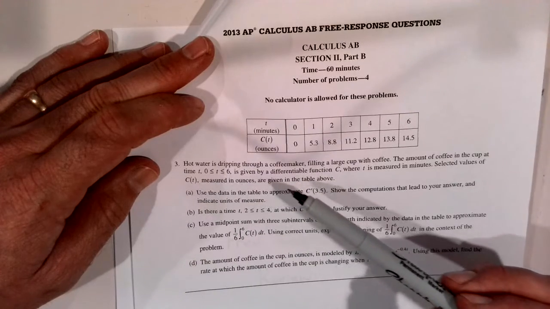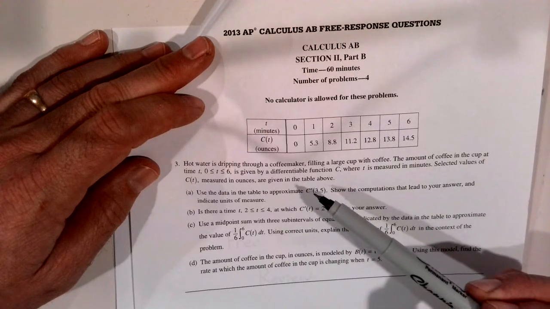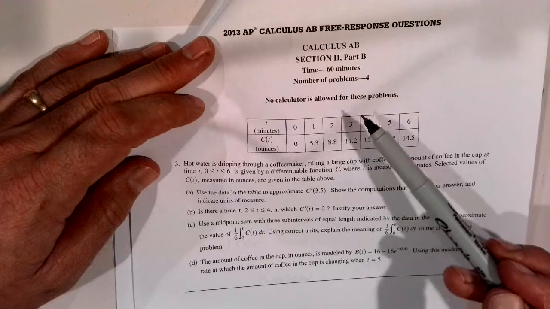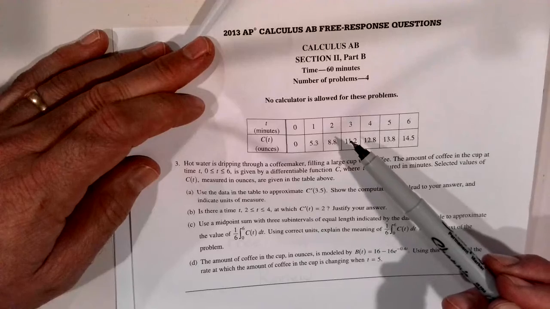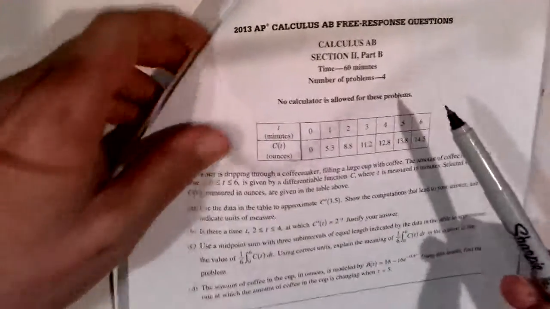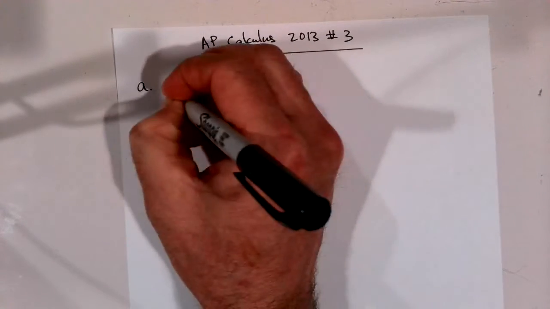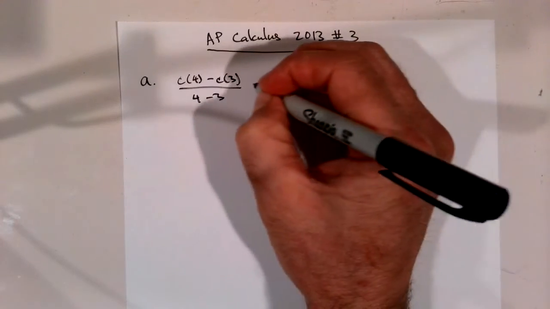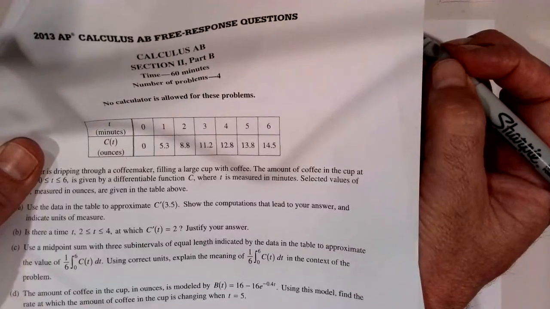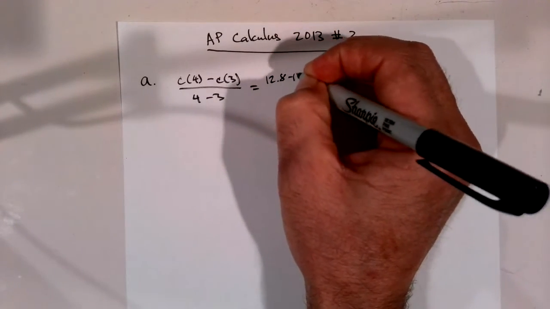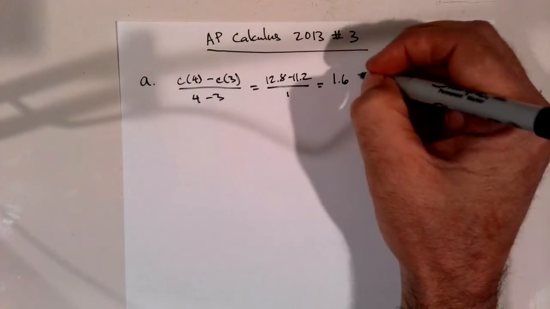So it says use the data in the table to approximate C prime of 3.5. So C prime is the derivative. So we want to know the derivative of this. We're approximating at 3.5, so we don't have a spot at 3.5. To estimate, we'll choose the point before and after. So we're going to use slope: C of 4 minus C of 3 divided by 4 minus 3. And as you look at the data here, we have 12.8 minus 11.2, which equals 1.6.